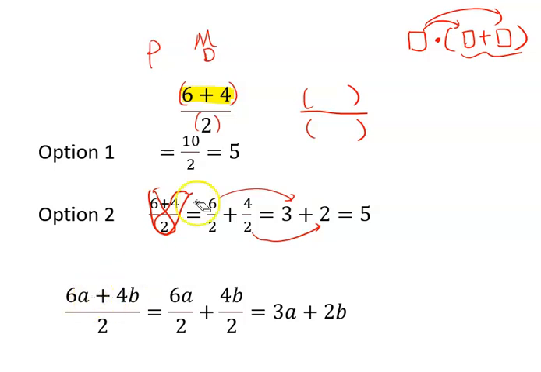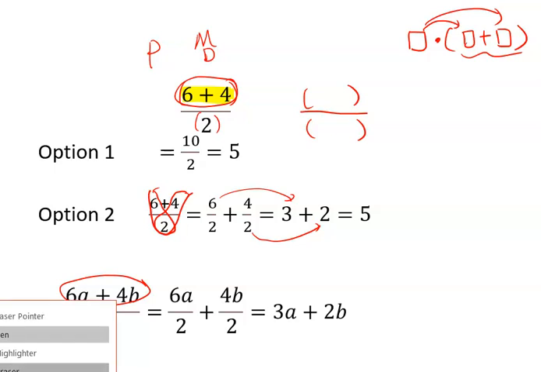Now, what if I add A after 6 and B after 4? In this case, the first option will not work because the first option requires us to simplify the top, 6 plus 4 to get 10, but 6A plus 4B cannot be simplified because they're not like terms. Think of A as apples and B as bananas. So 6 apples plus 4 bananas, we cannot add them. But divide by 2, which means we want to divide both of them.